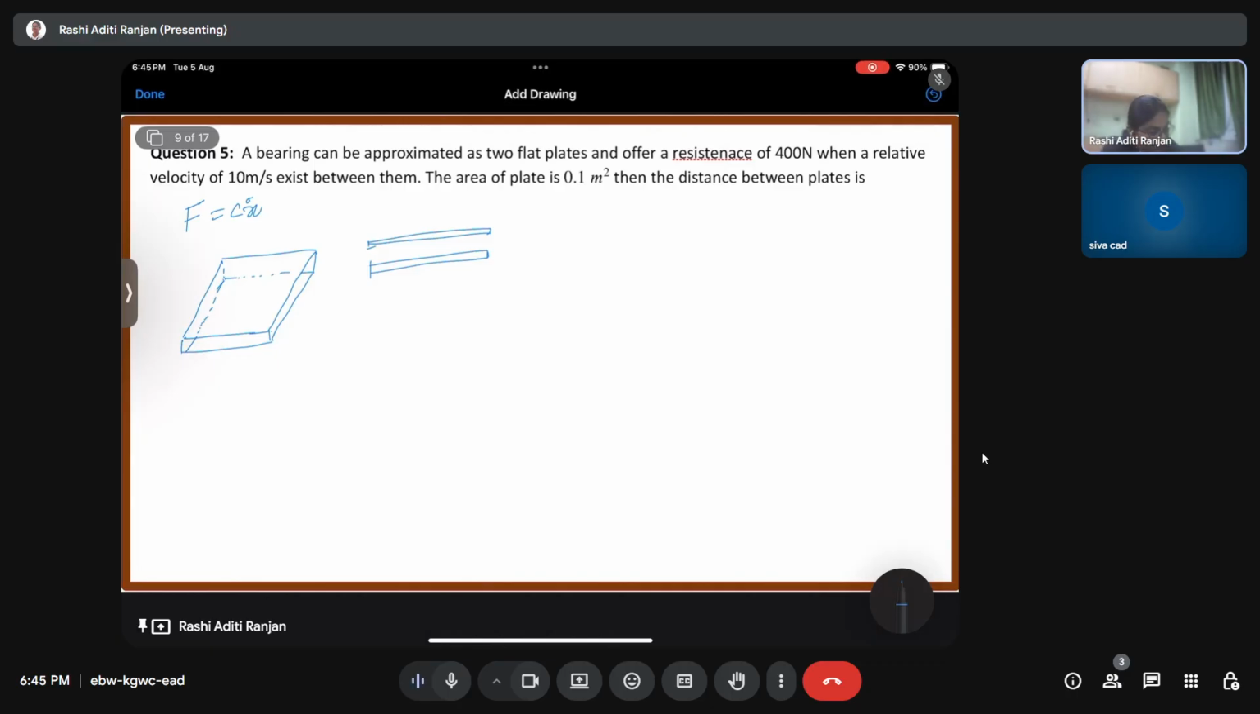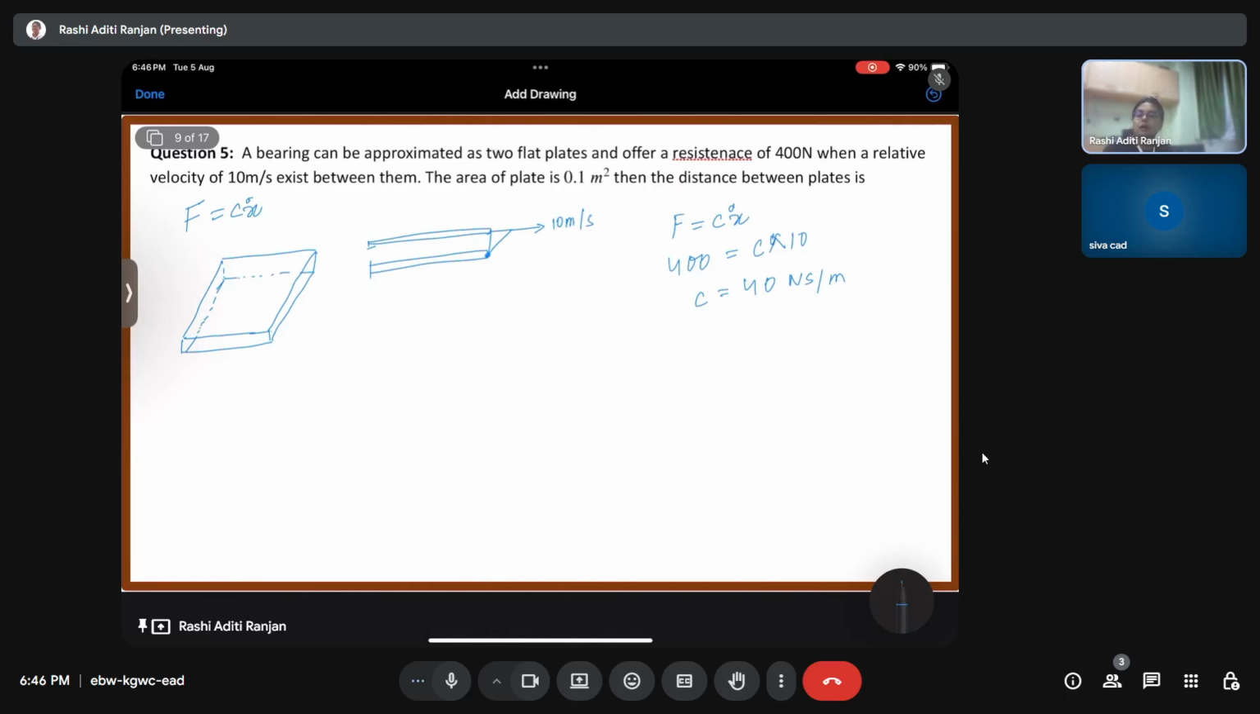So we assume that here the velocity is 0 and here the velocity profile is linear and it is 10 meter per second. Okay, and it is offering a resistance of 400 Newton. So if you remember, for the viscous damping case we had F equals Cx dot, right? We have F, we have x dot. We can find C as nothing but 40 Newton second per meter.